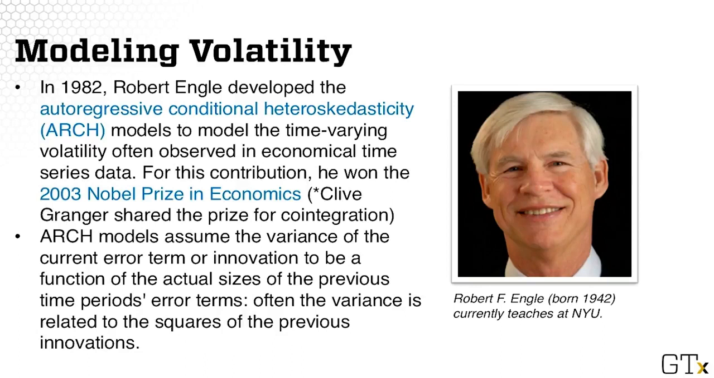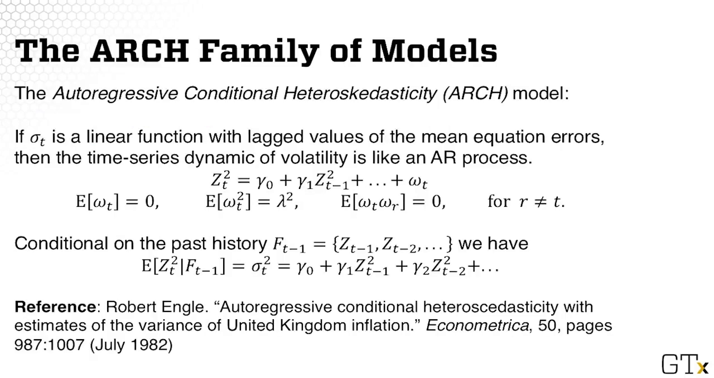ARCH models assume the variance of the current error term, or innovation, to be a function of the actual sizes of the previous time period's error terms. Often the variance is related to the square of the previous innovations or error terms. The ARCH family of models assume that the volatility, or sigma_t squared, is a linear function of lagged values of the mean equation errors Z_t. Thus, the time series dynamic of volatility is like an AR process.